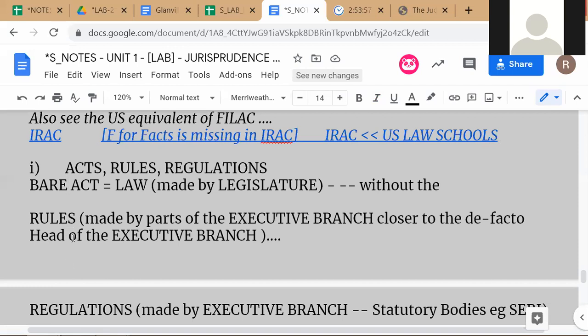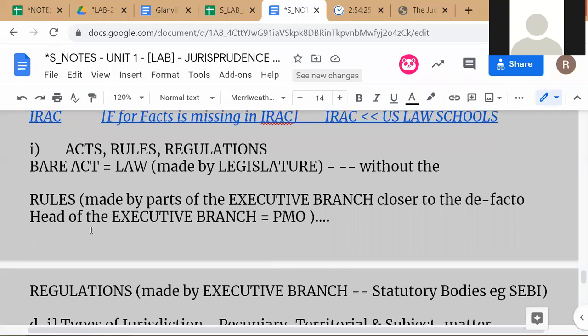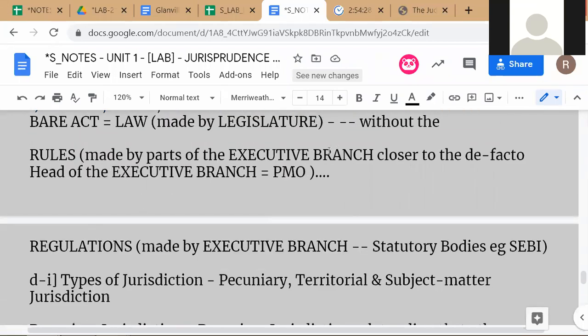So the rules, for instance the income tax rules, are made by the Central Board of Direct Taxes, which is closer to the de facto head of the executive branch, which is the PMO. The de facto head is the PMO. The de jure head is the president in India under the Indian framework. So the CBDT, on the income tax rules, is much closer to the executive branch, much more under the control of the finance ministry than the people who make the regulations. These are made by statutory bodies.